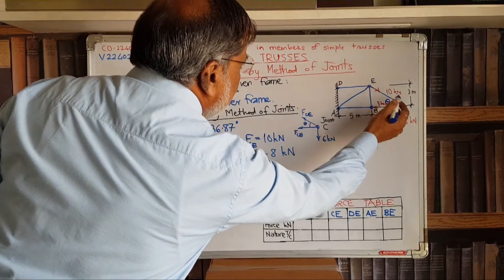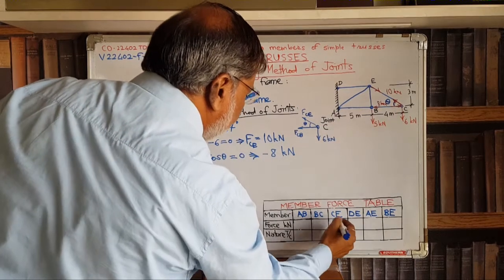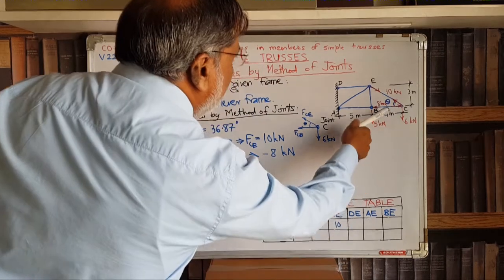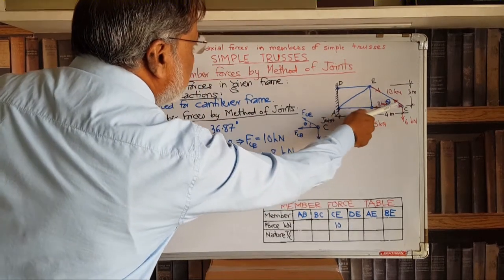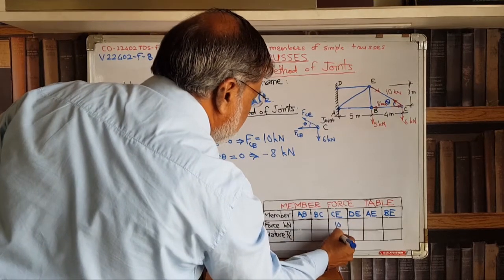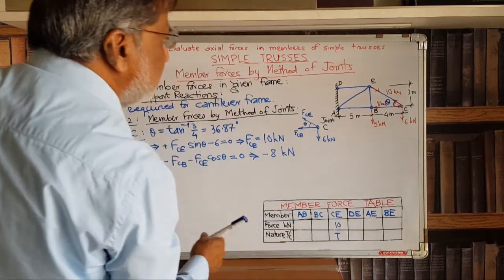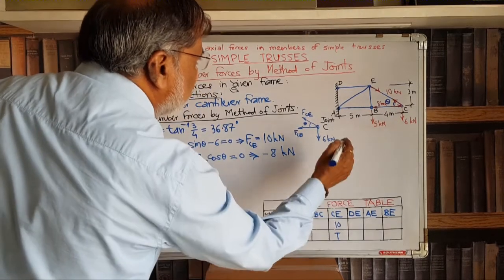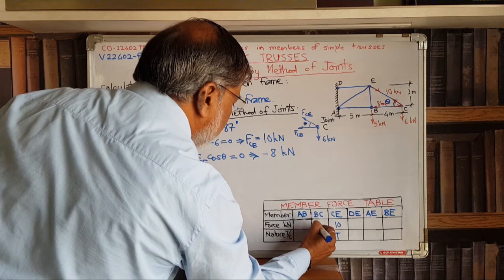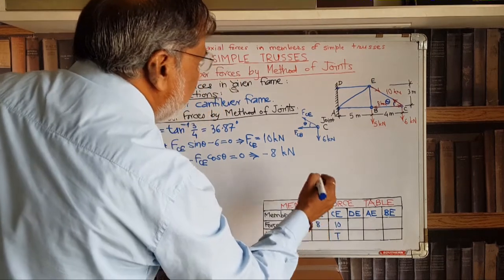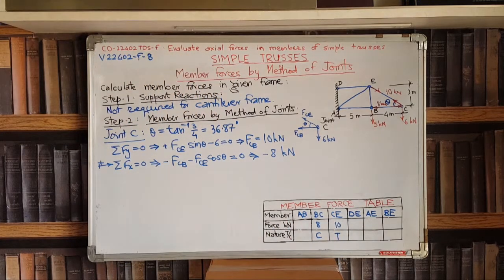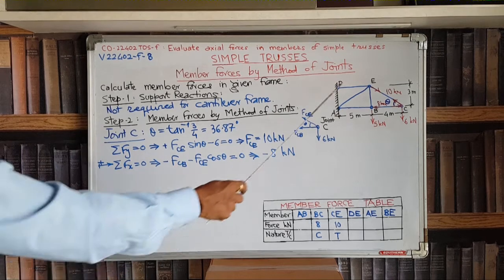So FCE is 10 kilonewton, and since the arrow tips are towards each other, this will be a tensile force. It will be treated as tension. And FBC, this force is 8 kilonewton, and the arrow tips are away from each other, so it will be compression. So we get the answer for two members now.